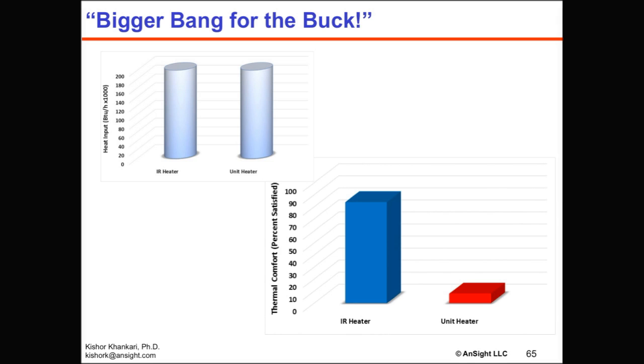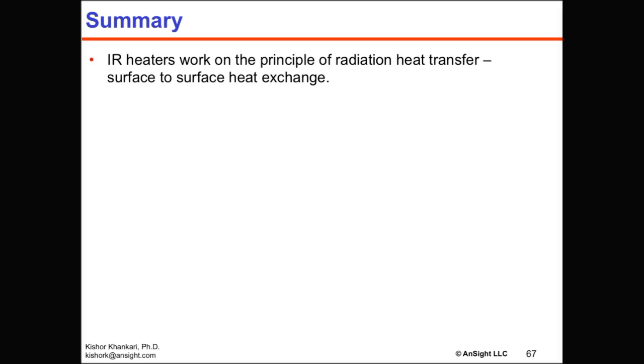If you put 200,000 BTUH in the exactly same space with the same heat losses from the wall, this is what you will get. This is with IR heater. More than 90% people will be happy. And here, only 8% people will be happy. Okay? So this side-by-side comparison with the unit heater. So as Mark said, my company's name is AnSight. It means insights through analysis. And I want to transfer some of those AnSights to you.